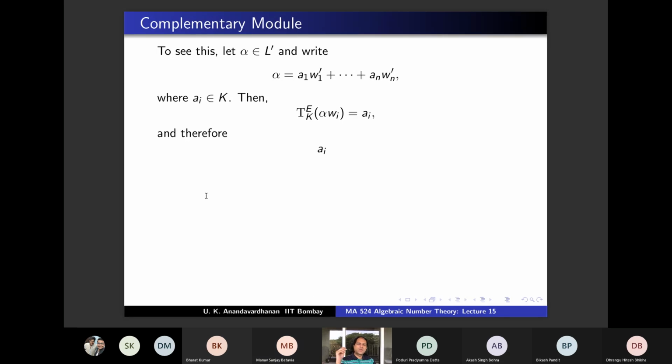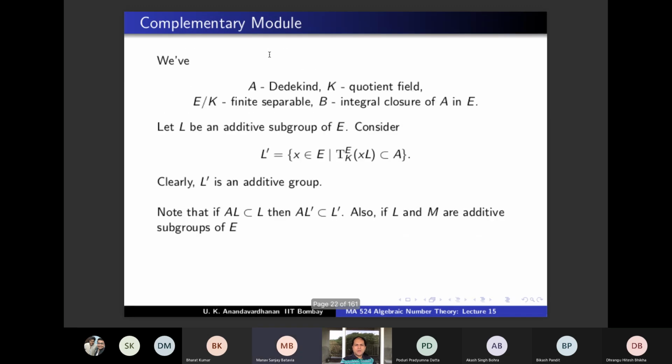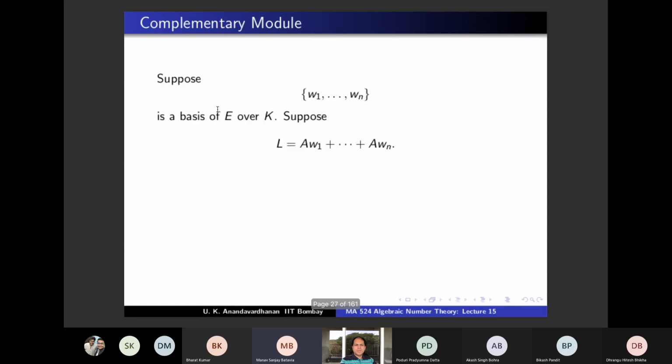And therefore, what can you say about ai? You can say that ai belongs to A. Why is that? Because alpha is in the dual module, alpha is in L prime. So by the definition of L prime, what is the definition of L prime? Which direction are you proving there? I am proving this containment. I am proving L prime is contained in this thing.